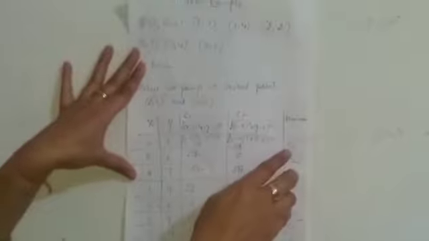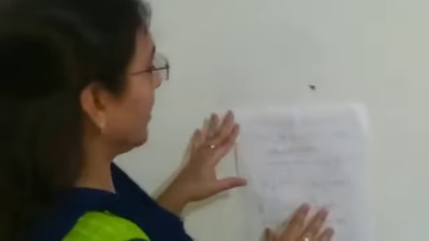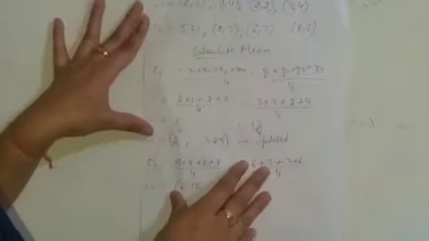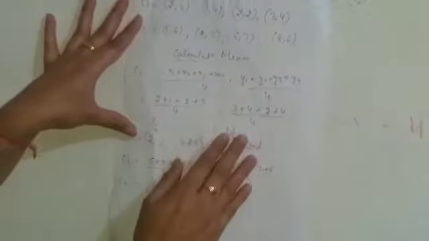After that we have to write the C1 data set and the C2 data set. Here C1 is (2, 3), (1, 4), (2, 2) and (3, 4). Likewise C2 is (5, 6), (8, 7), (6, 7) and (8, 6). Now we have written the C1 data set and C2 data set. After that we will calculate the mean.